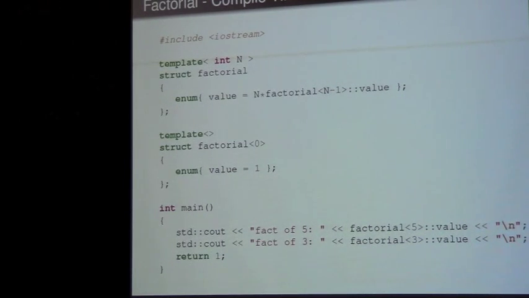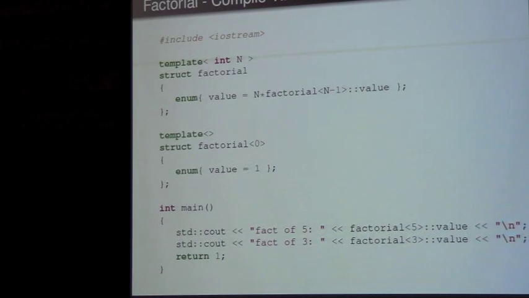So this was my first attempt. It's not a type name, it's not a class, it's an int, right? I want to be able to have the template parameter be an int for factorial. And what am I going to do? Value equals n times factorial of n minus 1, and then its value. So factorial of n minus 1's value, which is whatever it worked out to be, times n. So we have this recursive thing, right?